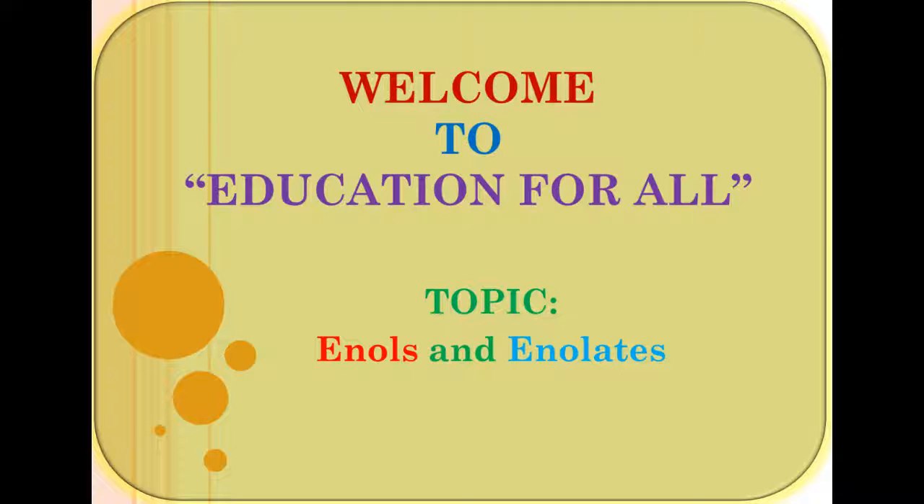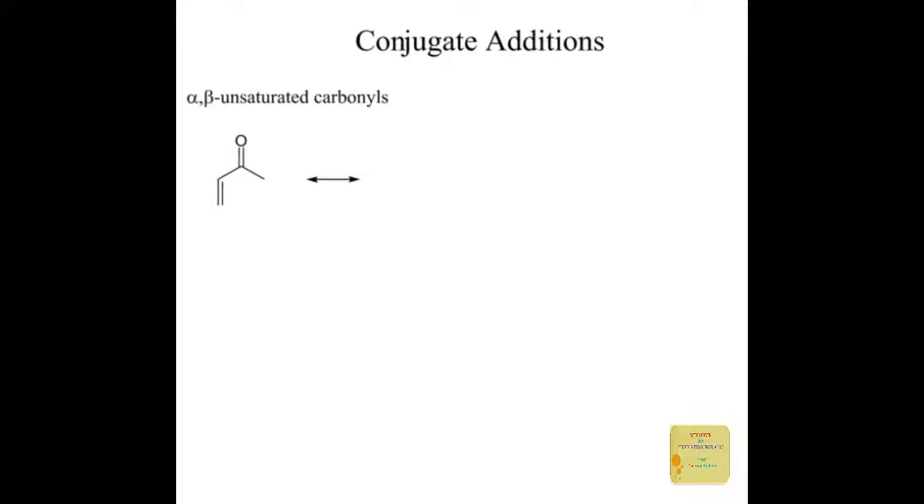Next we're going to do Enols and Enolates Part 2. We're going to take a look at a reaction called a conjugate addition, and it involves an alpha-beta unsaturated carbonyl. Now so far we've been just studying carbonyls on their own, aldehydes, ketones, esters, and the reactions they undergo. But when we have a double bond conjugated to that carbonyl, it imparts some new reactivity.